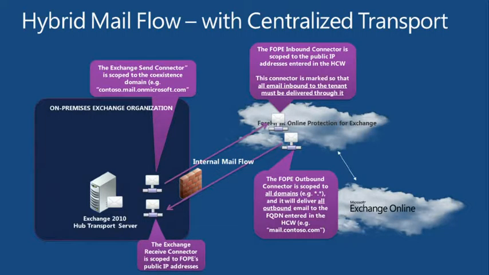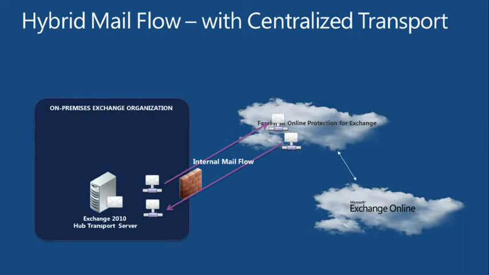And then the receive connector side is the same. So that's how centralized transport control is configured. Let's look at what that means from an external delivery perspective. Slightly muddier than the previous secure mail scenario.